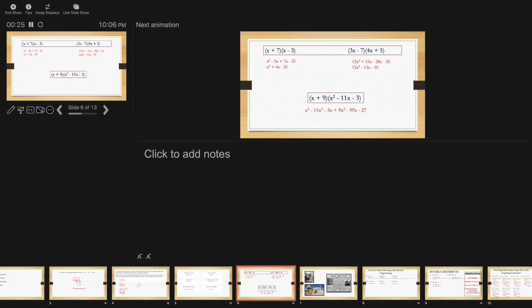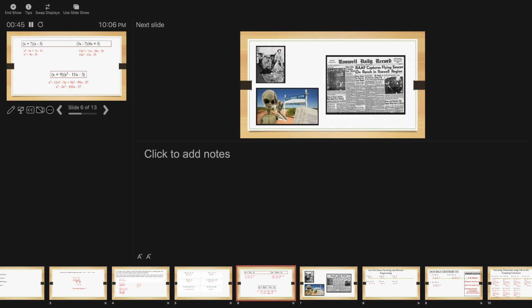Okay, so we're going to distribute the x, which gives me x cubed minus 11x squared minus 3x. Then we'll distribute the 9, which gives me 9x squared minus 99x minus 27. Then when I combine like terms, my x cubed is all alone, so I get x cubed. And then I have negative 11x squared plus 9x squared, which is negative 2x squared. Then negative 3x and negative 99x is negative 102x. And negative 27 at the end. So that's a good instance where standard polynomial order helps to add structure to how we're going about our work.